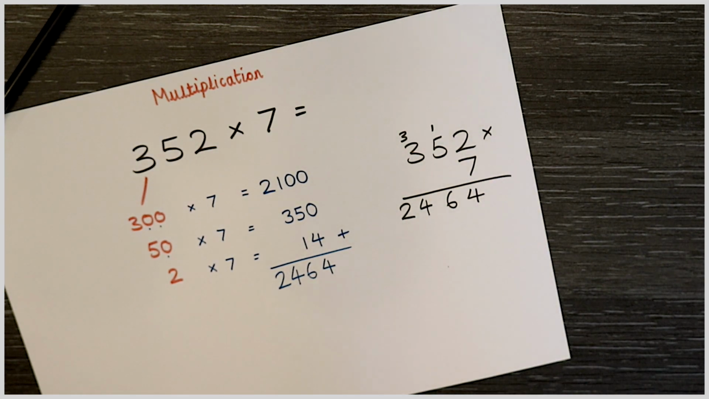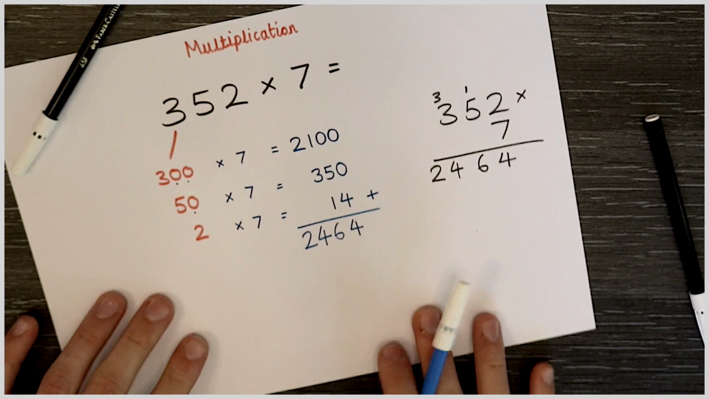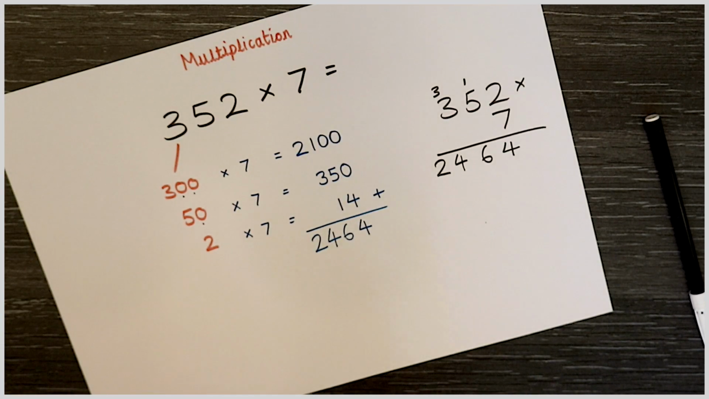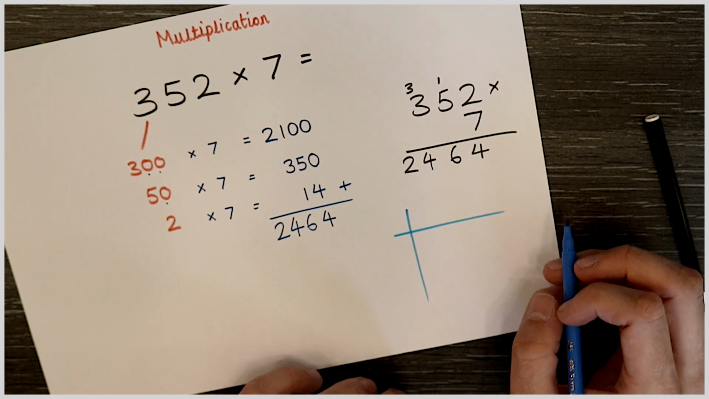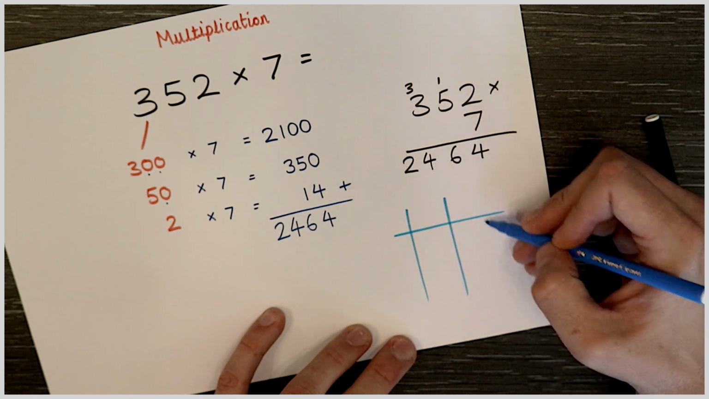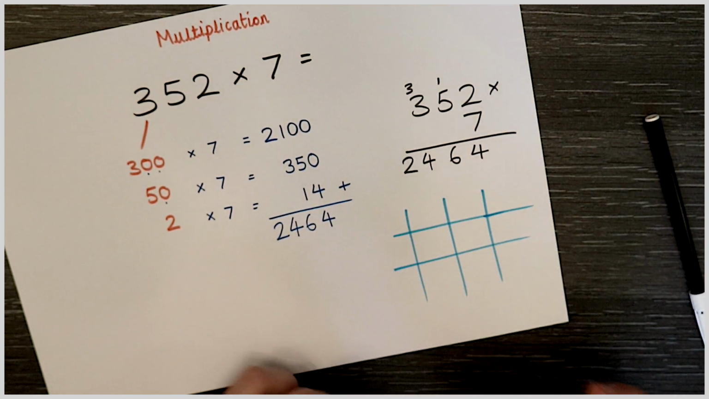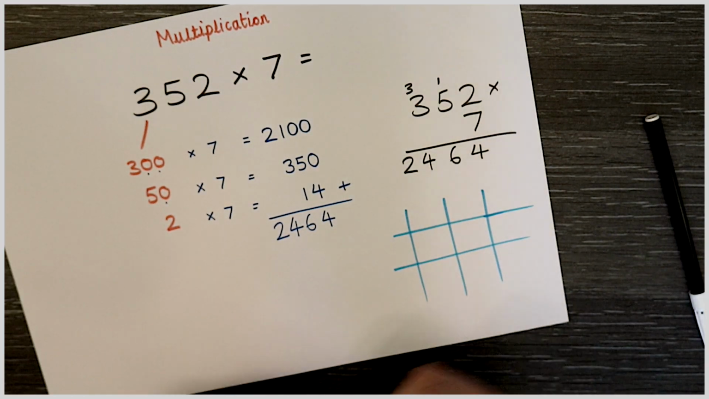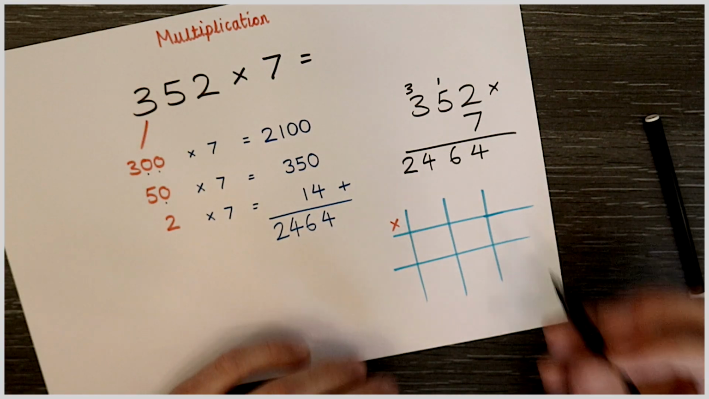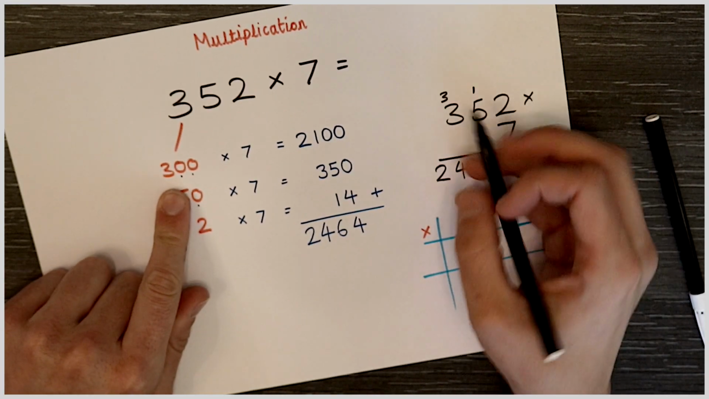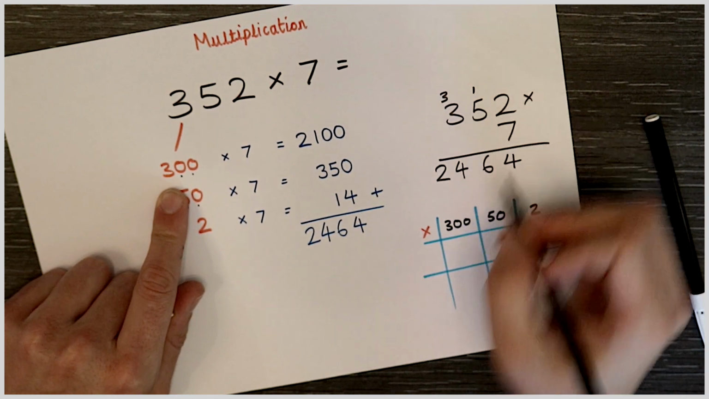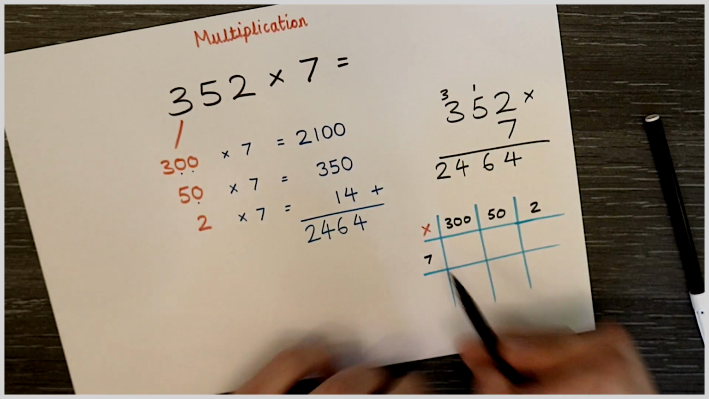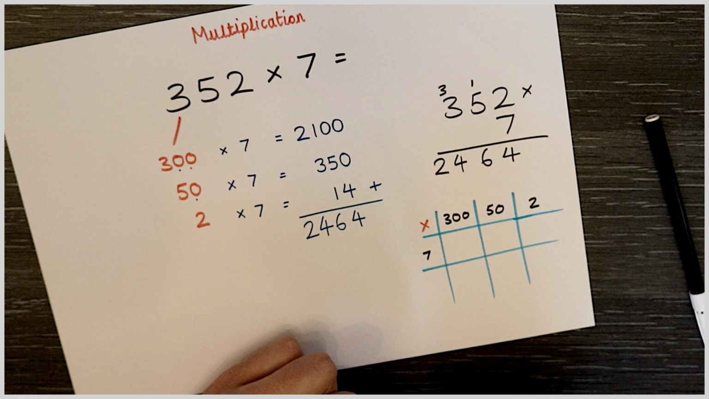Okay, and then the final method, there's hundreds of methods you could use. Some of them are a lot more elaborate than others, but this is a really nice one, and this really gets the children to think about place value a lot more. So I'm going to split up the number. I'm just going to use a little grid like this, really easy. So we're multiplying, and along the top I'm going to put my big number, so 352. So again, if I think back to this, I've got 300, I've got 50, and I've got 2, and then obviously I've got a 7. My 7 is just going to go down the side.